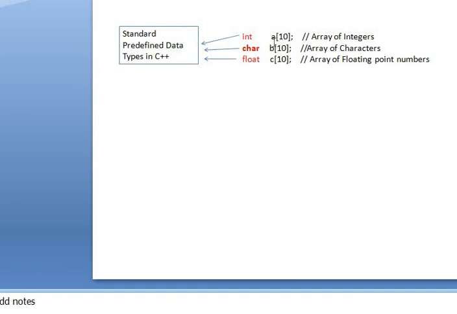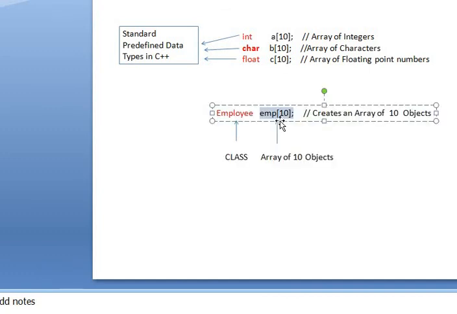That's why we have A here representing an array of 10 integers, B here representing an array of 10 characters, and C here representing an array of 10 floating point numbers. But if you look at this array represented by the name EMP, this is not an array of integers or characters or floating point numbers. Instead, this will represent an array of 10 objects, as they are of type employee, which is nothing but a class.